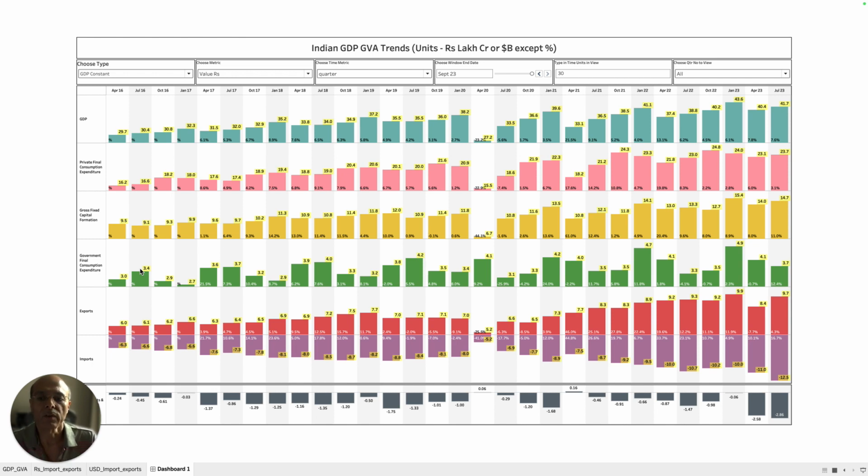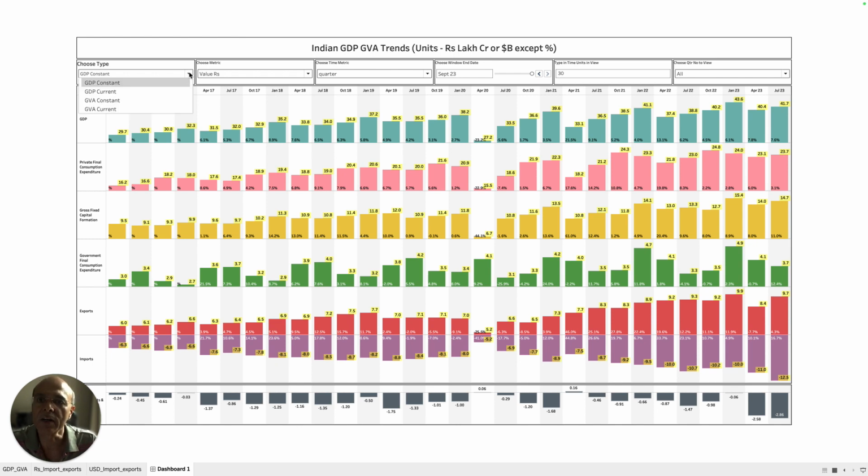Not only what was announced yesterday, but what the trends are, back in time and in future. So in order for me to do this analysis, I have created a dashboard. Let me explain to you how this dashboard works. Now, it is a menu-driven dashboard where various dimensions and metrics can be chosen.